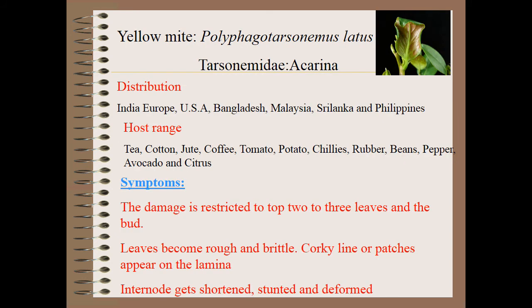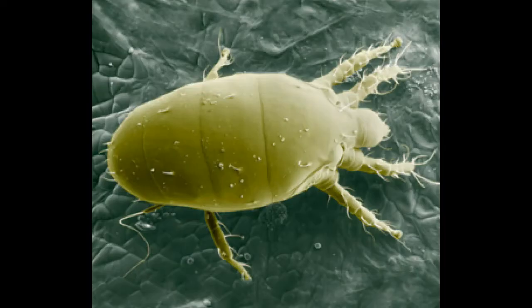And last one is yellow mite, Polyphagotarsonemus latus, Tarsonemidae, Acarina. And the damage is restricted to top 2 to 3 leaves only, and the bud. The leaves become rough and brittle, corky lines or patches appear on lamina, and internodes get shorter, stunted, deformed. Adult is large, oval, and broad.